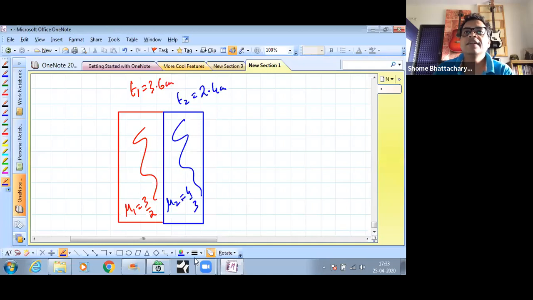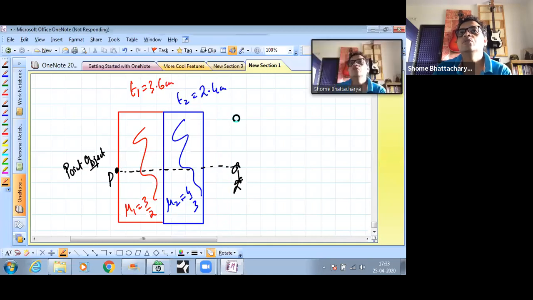Okay, and in fact, the point object that we have kept is not somewhere else; it's right over here. This is our point object, and from this side, we want to view where it is. This time we could do it by real depth, apparent depth also, because there are just two events: refraction from mu1 to mu2, and then from mu2 to air.